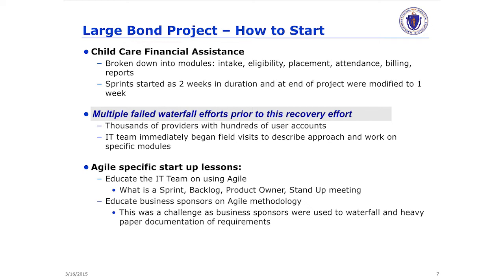In terms of our startup lessons, again, I would start with your IT team. Make sure they're well versed in it so they can help disseminate that information. Really, you just need to know a few key things. What is a sprint? What do you mean by backlog? Who's your product owner? And what are some of the key ceremonies, like the stand-up meeting, that you have to do? You have to educate the business sponsors on Agile also.